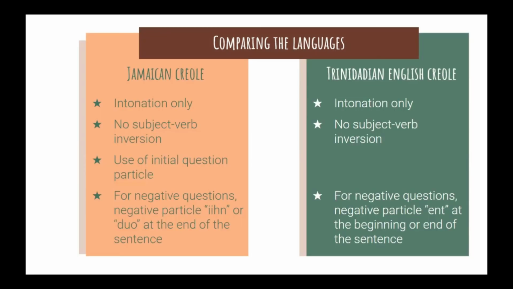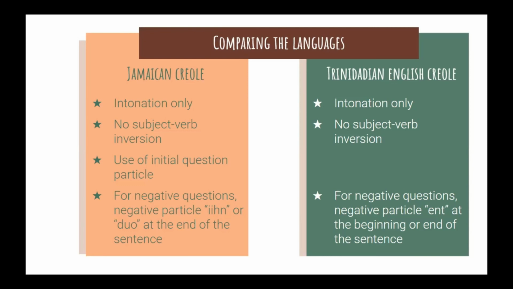Here are a few points we'd like you to take note of. Both Creoles rely heavily on intonation only to indicate that a question has been asked. This means that there is no inversion of the subject and the auxiliary as in Standard English. Jamaican Creole also sometimes uses the initial question particle "a" to form affirmative yes-no questions. While this is not a noted feature in Trinidadian Creole, the languages are still similar.